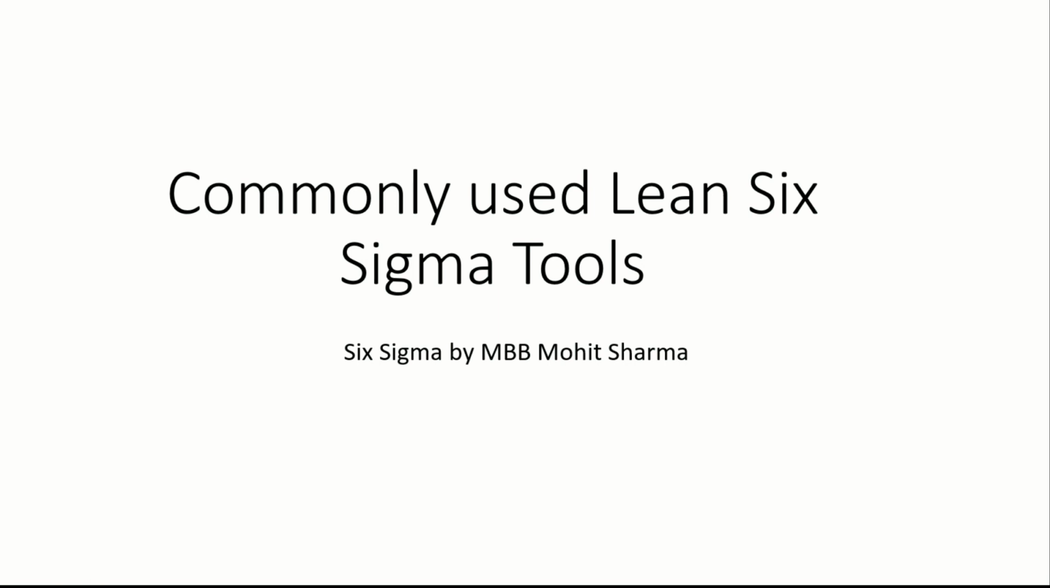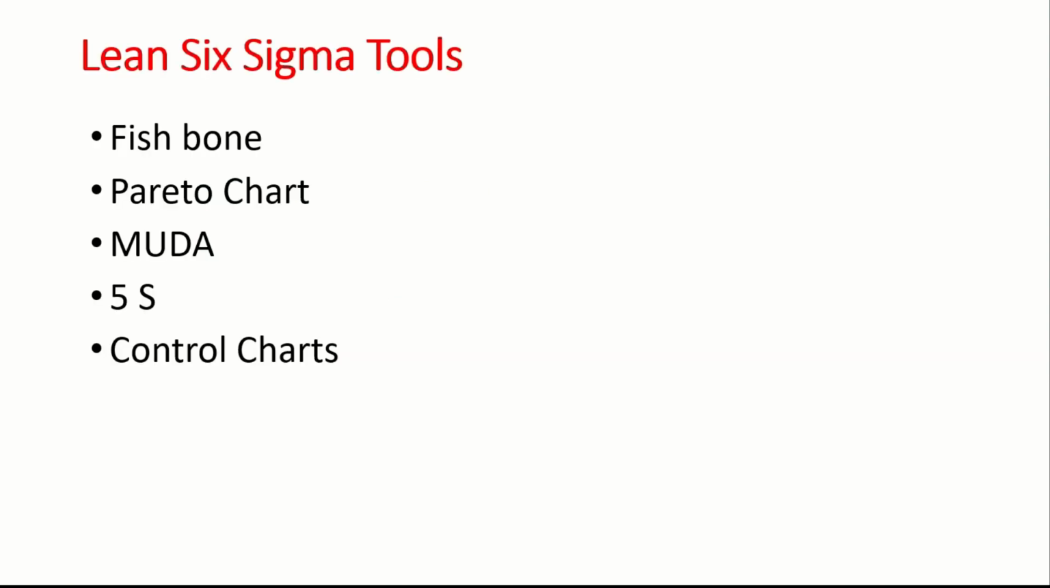In today's video, I am going to talk about some commonly used Lean Six Sigma tools. The commonly used Lean Six Sigma tools are Fishbone, Pareto Chart, Muda, 5S and Control Charts. There are so many tools that are used in Lean Six Sigma, but these are the five commonly used tools. So you will find their application in every Lean Six Sigma project.